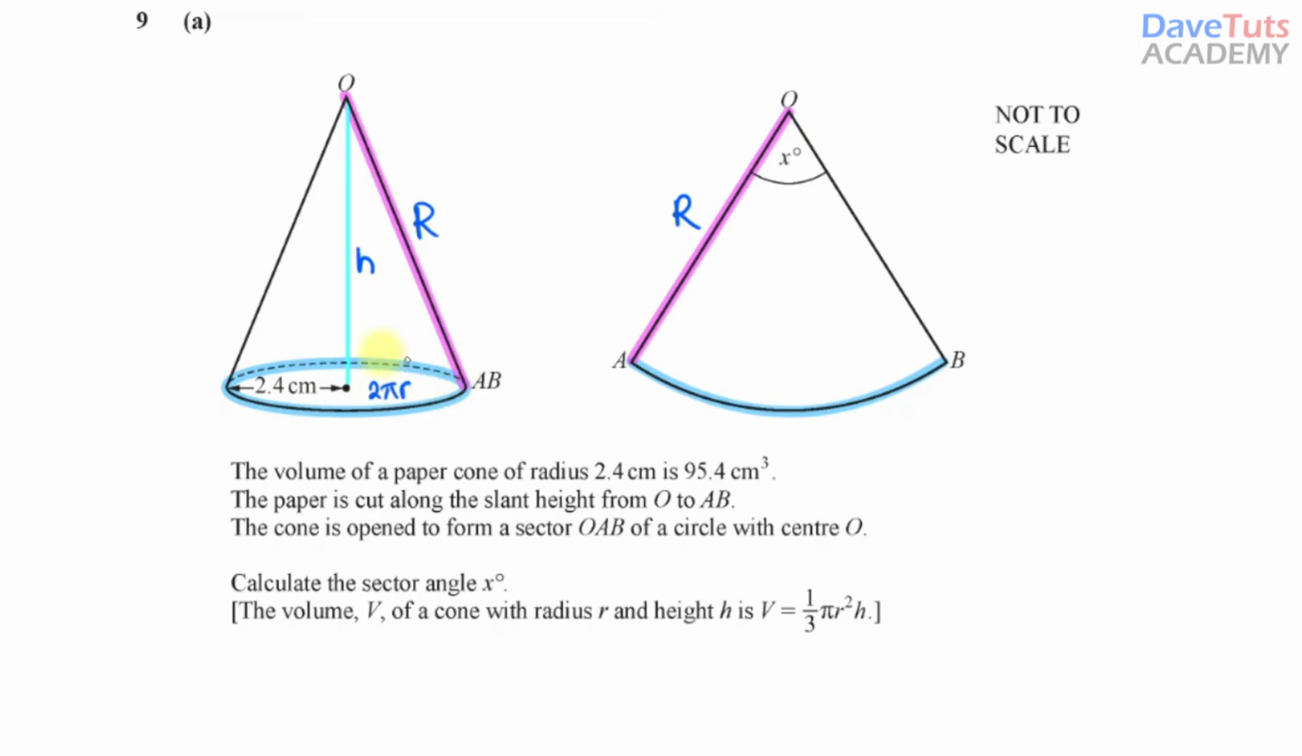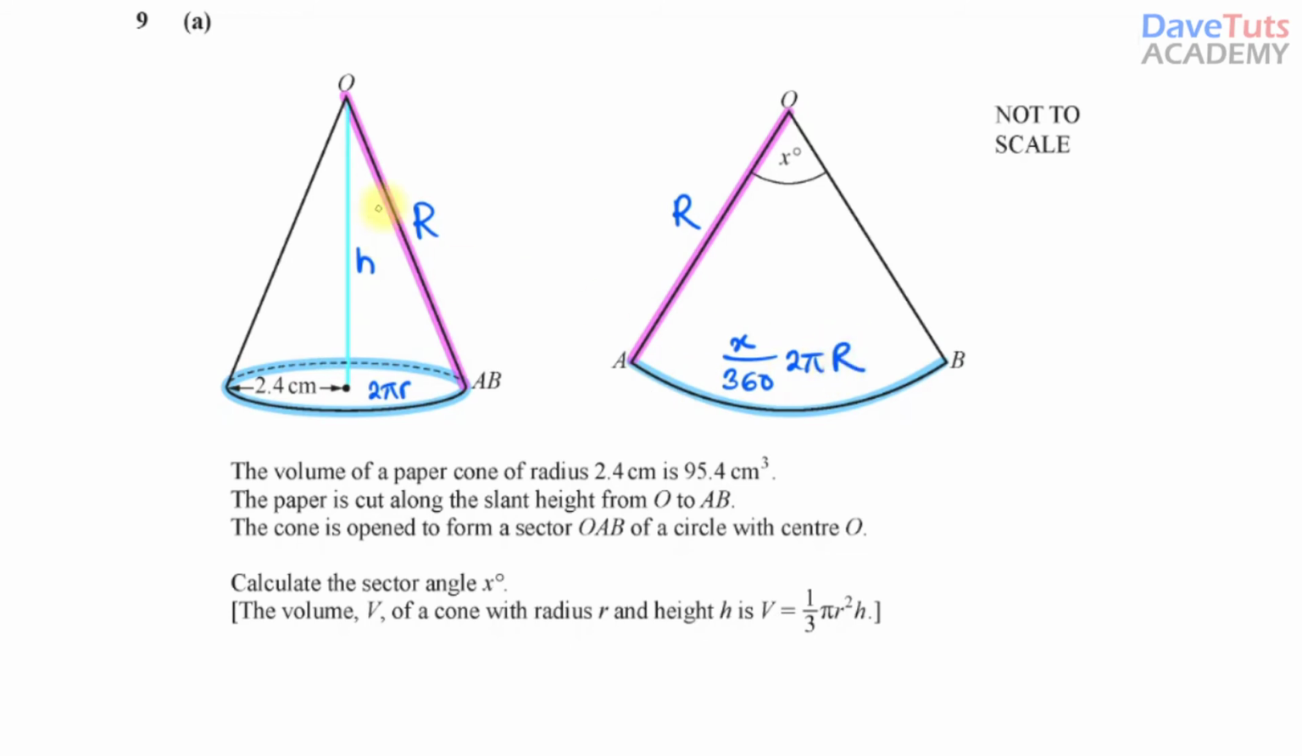Now that perimeter is going to translate into the length of the arc AB of the sector of the circle. So I can say that is also equal to x over 360 multiplied by 2 pi R, which is the radius of the sector of the circle. We are trying to find the sector angle x degrees, but for us to do that, we need to actually find R. Since AB for the sector is also this AB for the circle, we can equate those two if only we have the value of R.